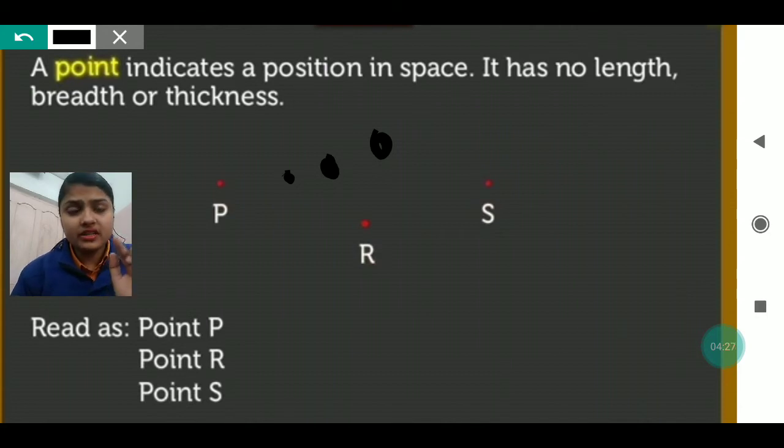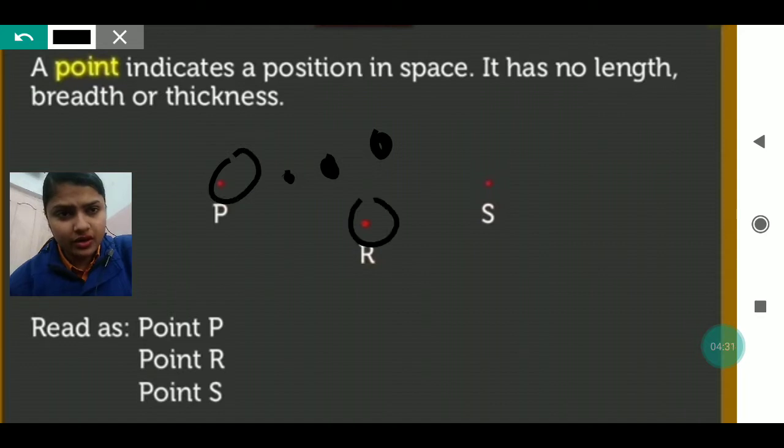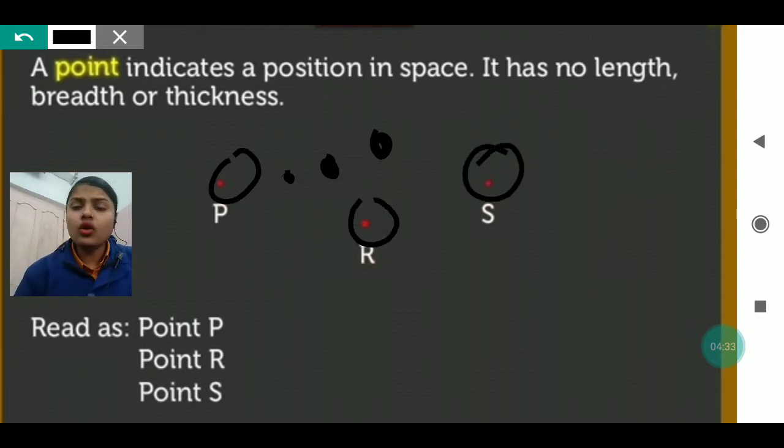There, three dots are given. Here you can see one dot, two dots, and three dots. These dots are known as points. The points have been named P, R, and Q. So point P is there, point R is there, and point S is there. And you can see there is no thickness, breadth, or length of a point.